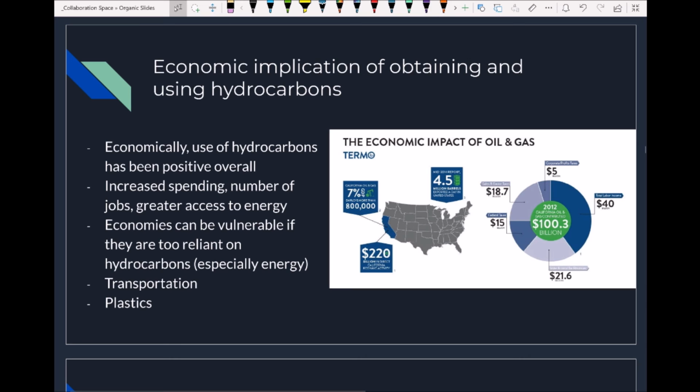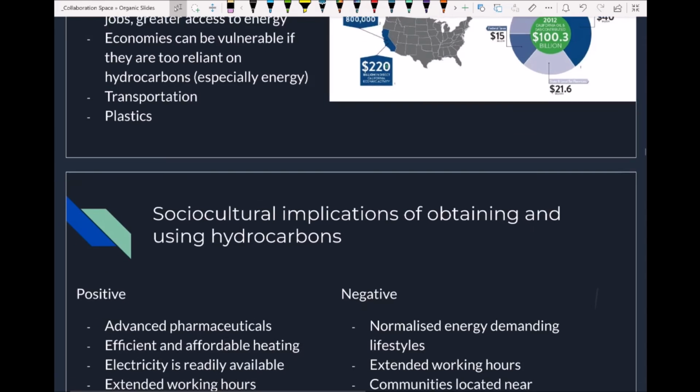Our transportation systems just wouldn't exist the way they do. And plastics, I mean the computer that you're watching this on is made of plastic. The electricity that's running it, the light's coming from probably a coal station somewhere. So really there's a really big impact on the economy there.